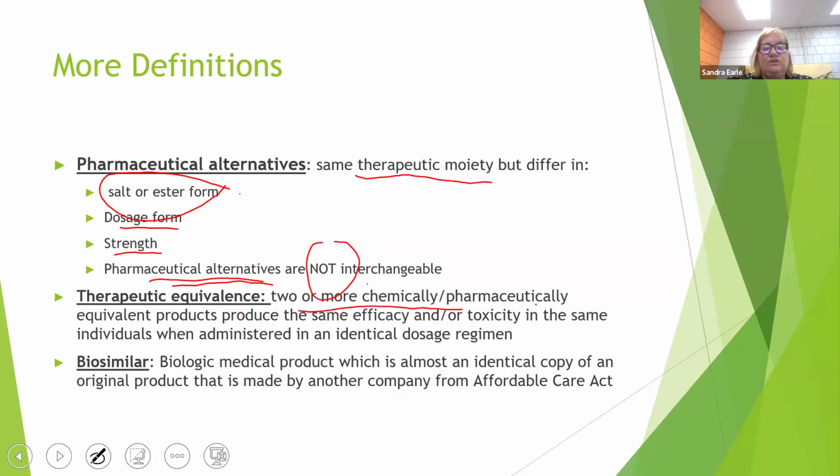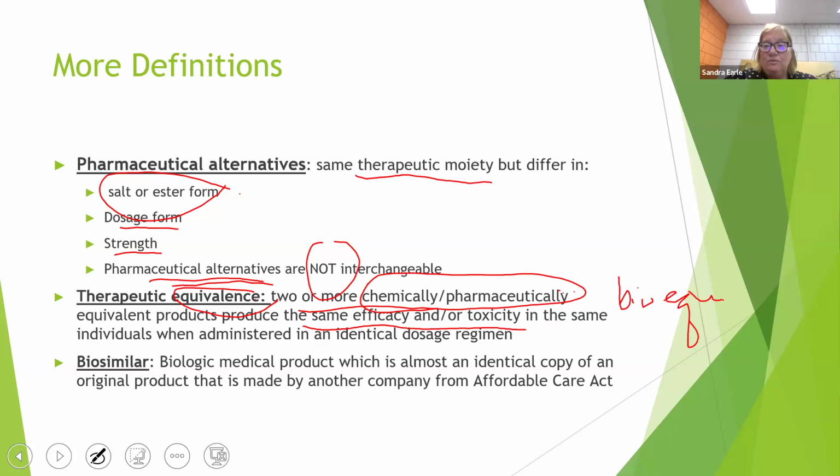Therapeutic equivalence is when you have two chemically or pharmaceutically equivalent products that produce the same efficacy and or toxicity in the same individuals when administered in the identical dosage regimen. So we give two different pharmacologically and pharmaceutically equivalent drugs to the same person in the same dosage form and get the same therapeutic results. Those are called therapeutic equivalents. If they're chemically and pharmaceutically equivalent, you can interchange them, as long as they're bioequivalent too.